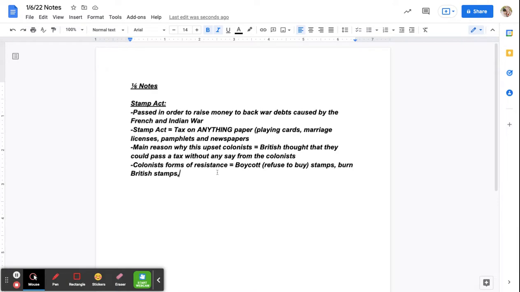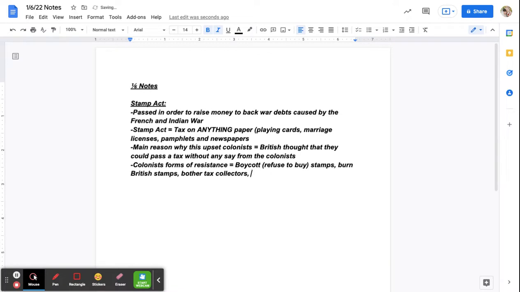And also, another thing is they would start to bother tax collectors. Another thing to know, if you were a tax collector in colonial times, even though you were just trying to do your job, it was a very difficult job because you were not very well liked, and you could potentially end up getting bothered and very poorly treated by these colonists.